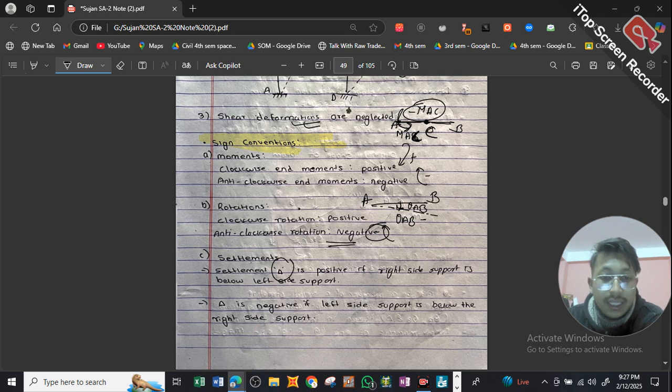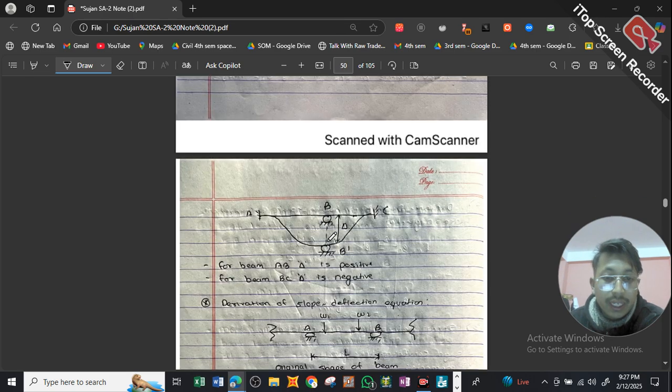Settlement delta is positive. Settlement is generated by delta, as rotation is generated by theta. Settlement delta is positive if the right side support is below the left side support. If the right side support is above the left side support, delta is negative. So this will be much clearer by our example.